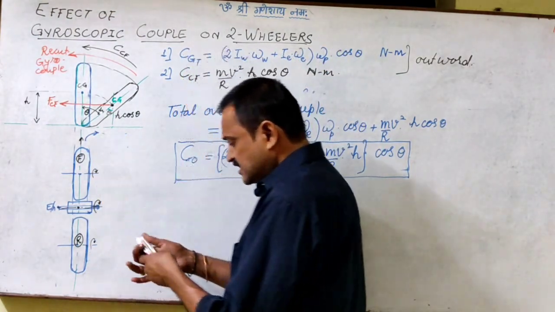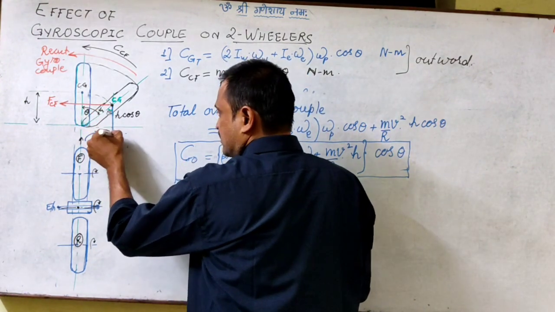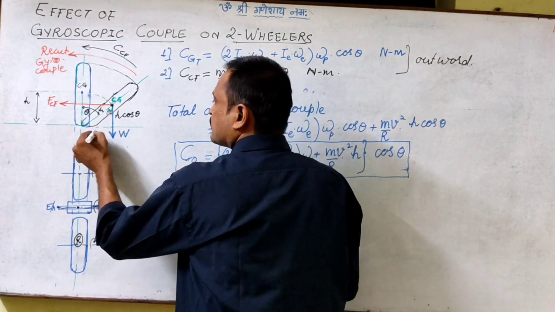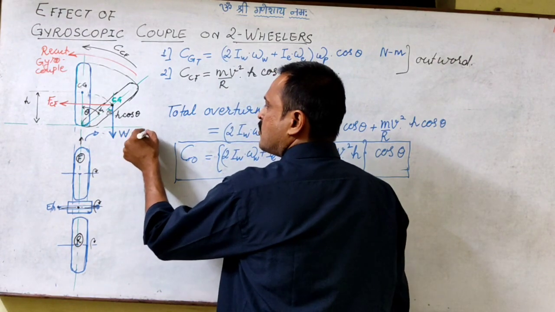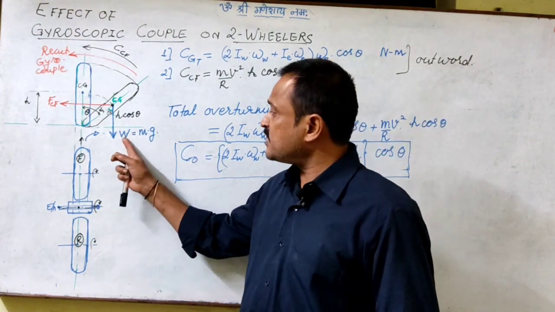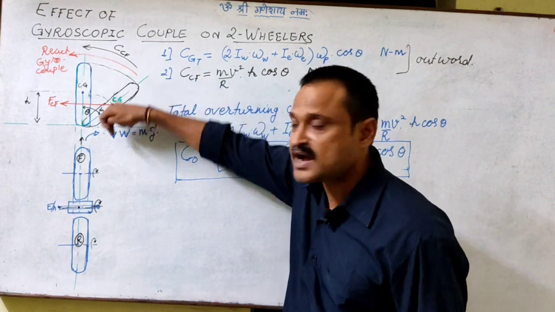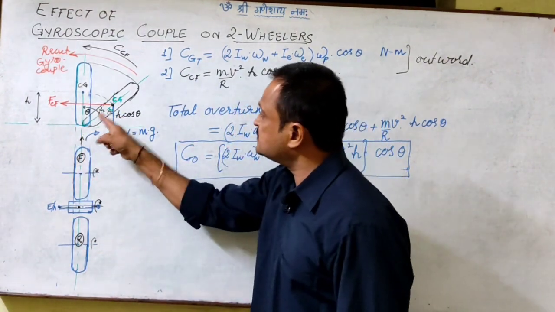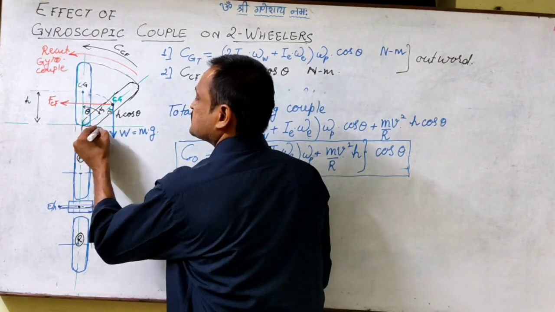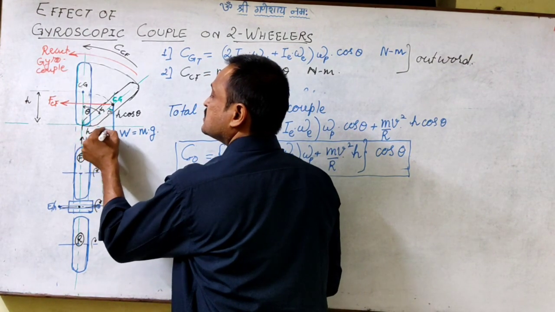So from the CG, this weight is compensating it. This compensation is provided by the weight, and what will be the magnitude of this couple? This weight is to act at this distance. We have seen for this triangle, this was h cos theta, so that means this distance comes out to be h sine theta.